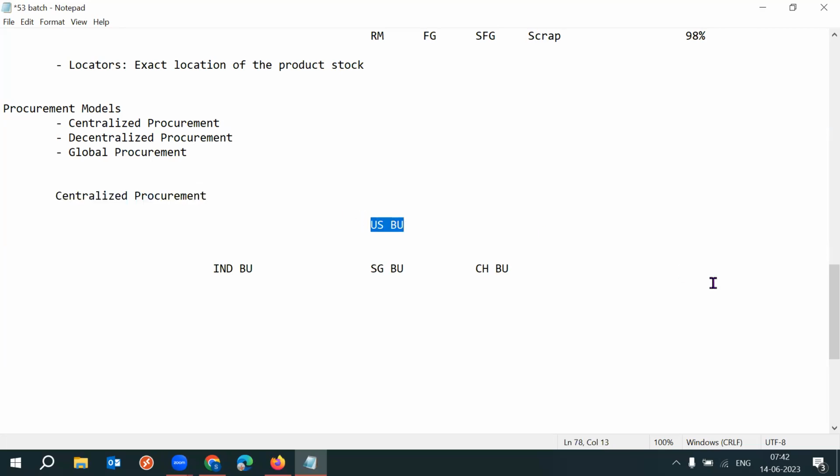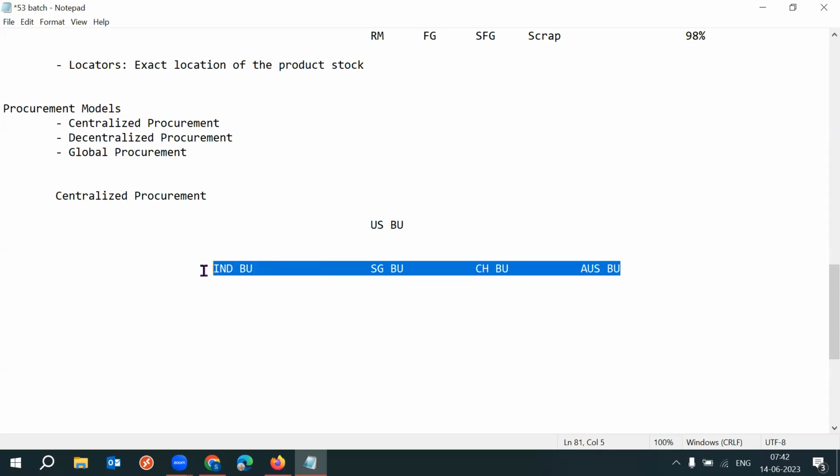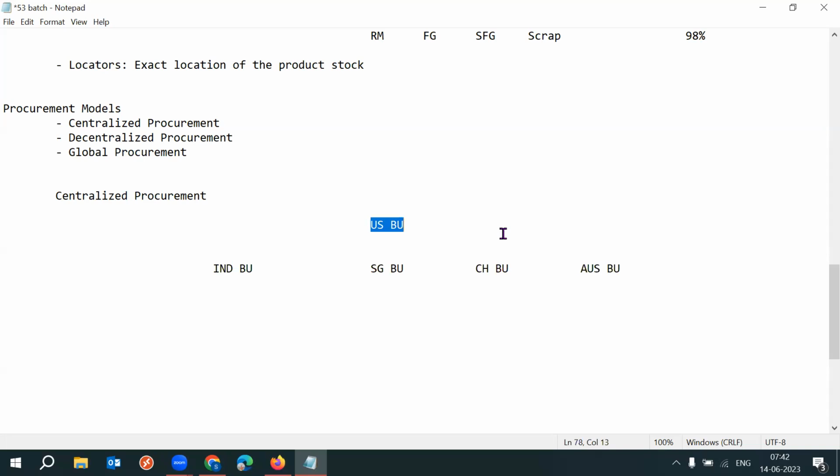This is called centralized procurement because India cannot buy anything, Singapore also cannot buy anything, China also cannot buy anything. And not only these 3 BUs, if you have one more BU also, like Australia BU, whatever BUs you have, all these BUs are asking the US to procure the stock. This is called a centralized procurement.